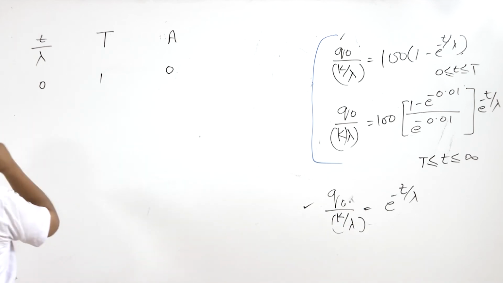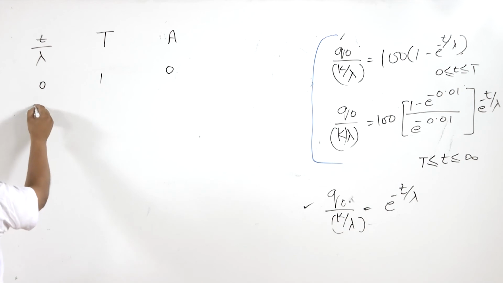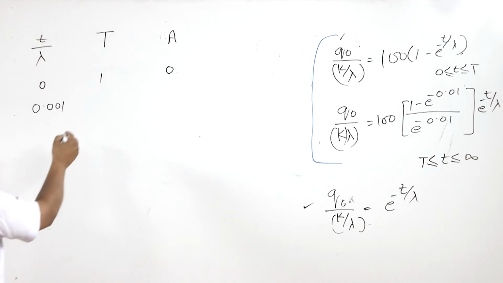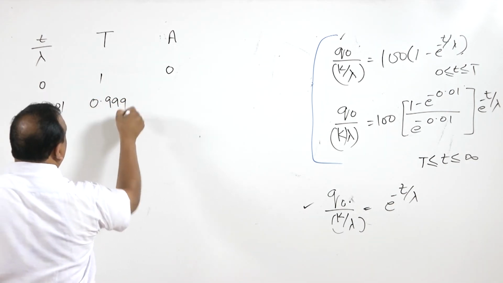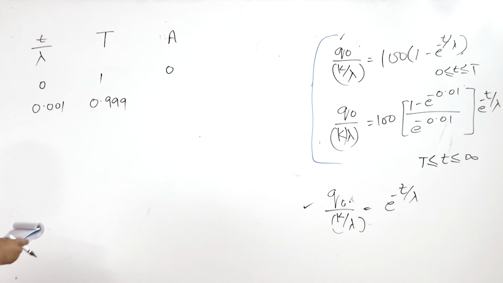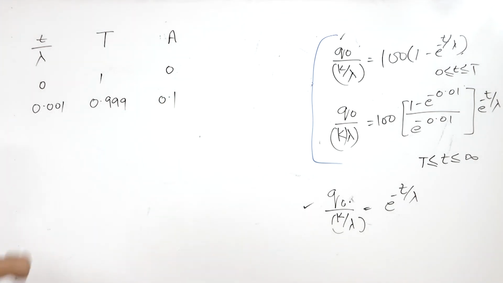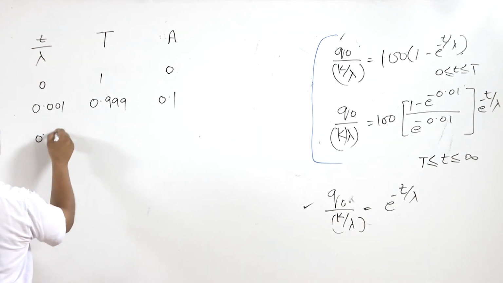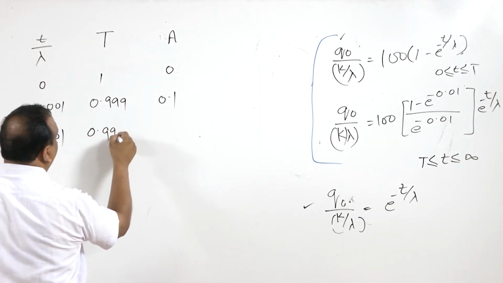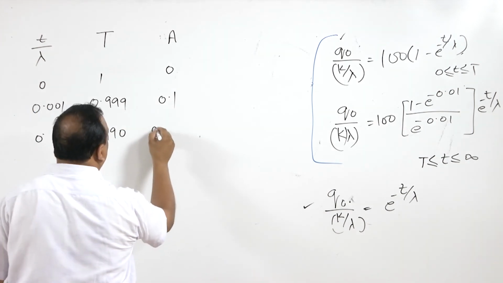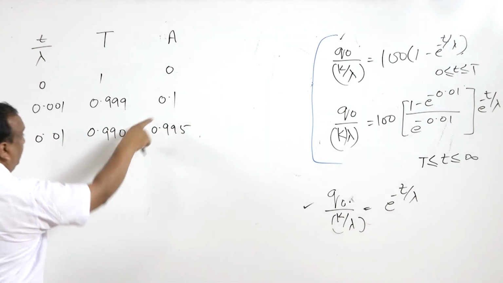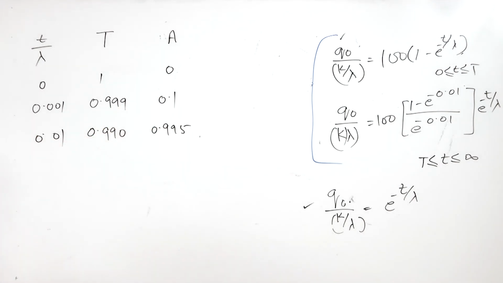Now we will take t by lambda as 0.001. When we take t by lambda as 0.001, then here we will be getting 0.999 and the approximated impulse is 0.1. Then we will come to 0.01, here we will be getting 0.990 and here we will be getting 0.995. Now this is becoming closer to this approximated.